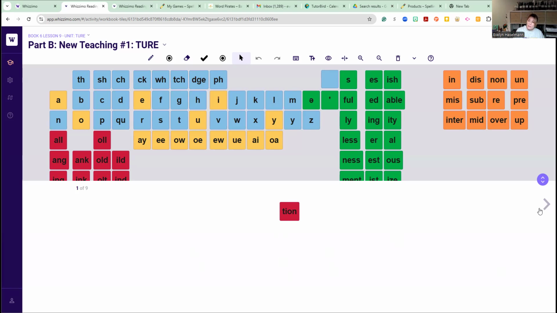Okay, so our new unit is actually ture. And so your students learn that this says cher, and the only thing that it says is cher. So it sounds like this. And we see it in a lot of words like nature or picture or gesture. We remind students that the G is saying J right here because it's next to an E.